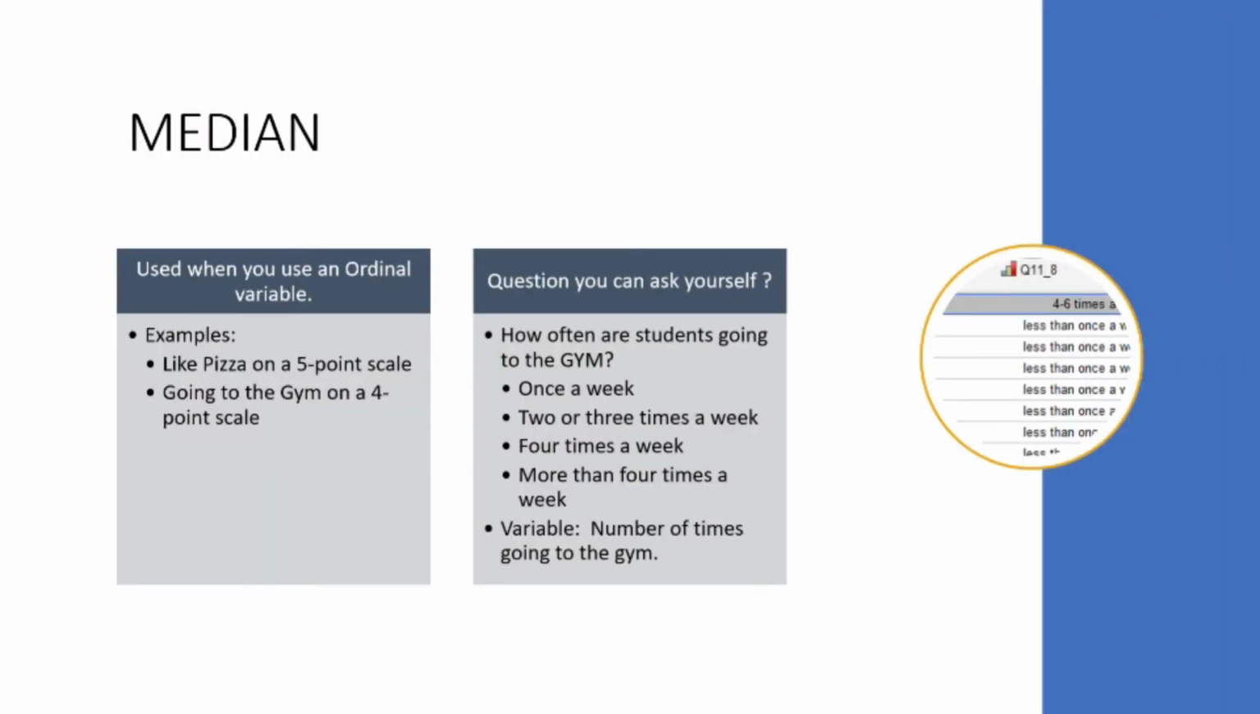The median. The median is used for ordinal types of variables. Examples of that is like or dislike. Questions you can ask yourself are: how often are students going to the gym? Once a week, 2 or 3 times a week, 4 times a week, more than 4 times a week? As the distances between the options are not the same, we have an ordinal variable. The variable here would be number of times going to the gym.